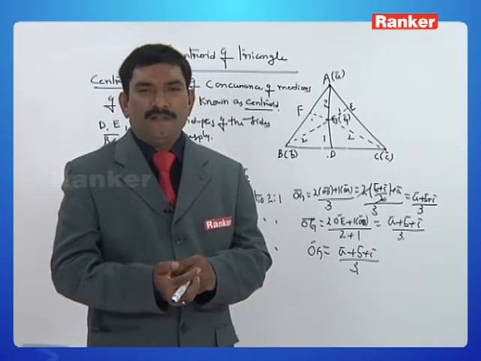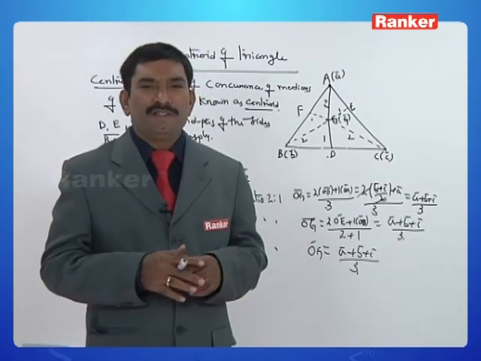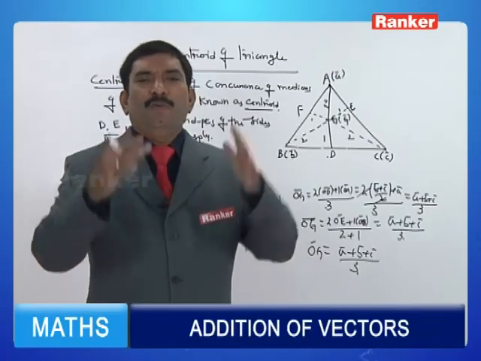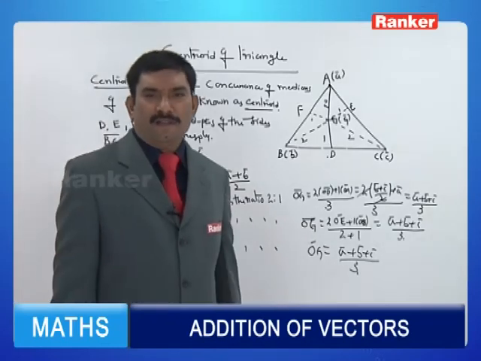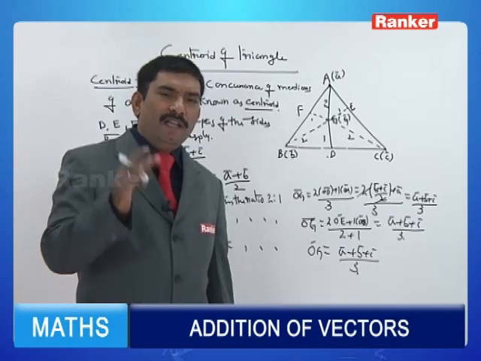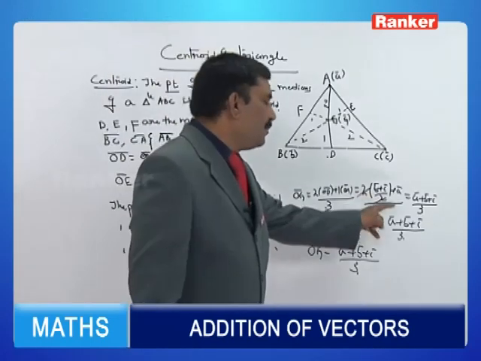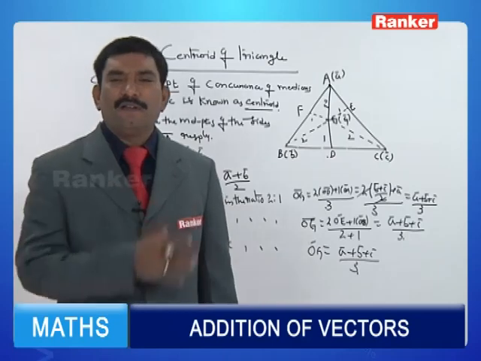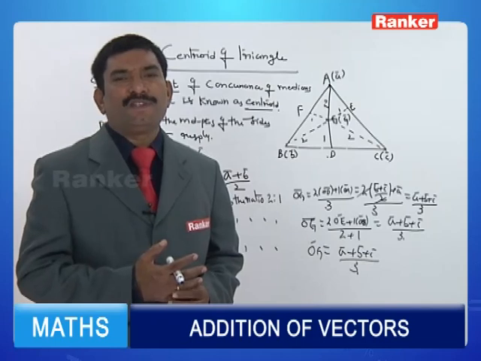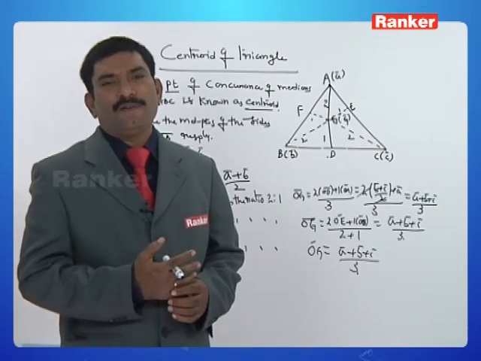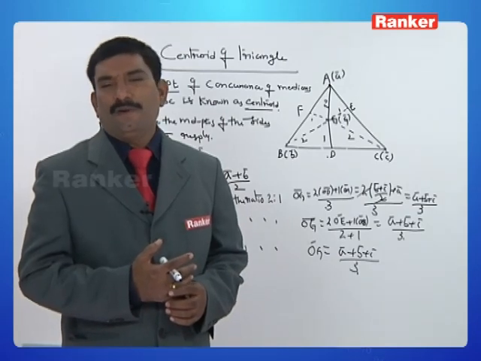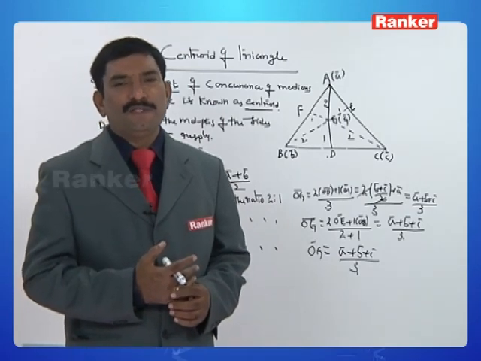I mean, the point of concurrence of the medians is what? G. That point G, later we call it as what? Centroid of a triangle, which is dividing the median in the ratio 2:1. Hence, its position vector is what? A bar plus B bar plus C bar by 3. Hereafter, the centroid of a triangle with the position vectors of the vertices A bar, B bar, C bar is given by A bar plus B bar plus C bar by 3. I mean, OA bar plus OB bar plus OC bar by 3.